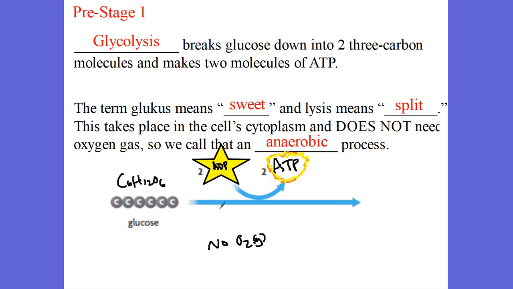And guess what? It's taking this glucose and breaking this bond and breaking it down into 2 3-carbon molecules that'll be able to be used in cellular respiration. So it's breaking up this glucose. It does not need oxygen gas, and it's breaking it up into 2 3-carbon molecules.